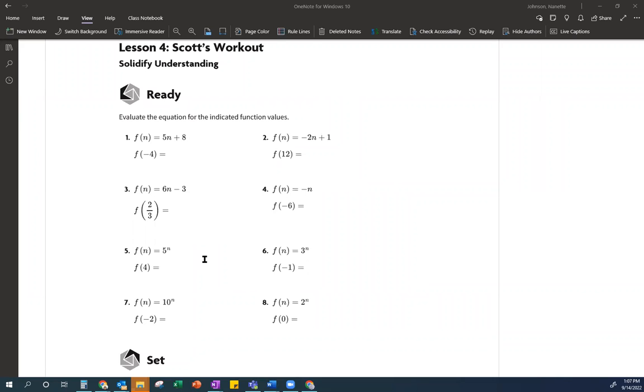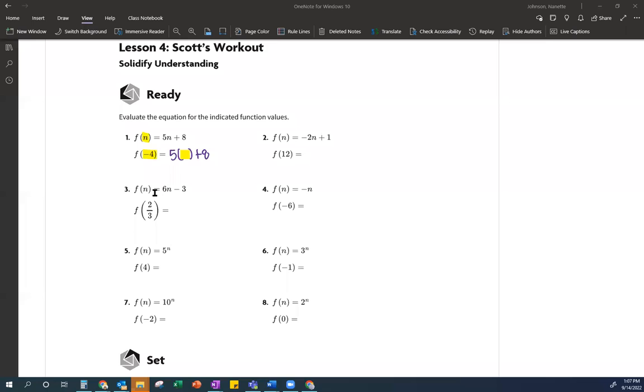Okay, so what it's asking you to do is evaluate the equation for the indicated function values. This is a fancy way of saying put -4 in for n, okay? And so it's just substitution. Can you substitute -4 for n? That's all they're asking. This is like classic substitution, right? Everything else stays exactly the same, except for that -4, which is going to go right there.